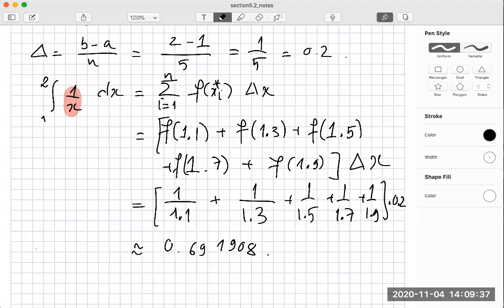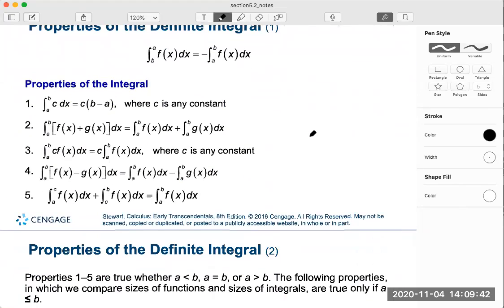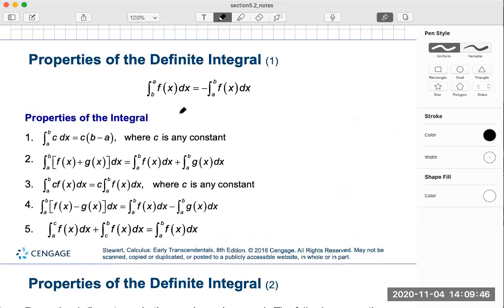So, you will see that these are some properties of integration. If you flip the boundary, the endpoints of the interval from A to B, so the integral from B to A of f(x) will be the negative of the integral from A to B. So just remember, when you flip the endpoints of the integration, change the sign, okay?